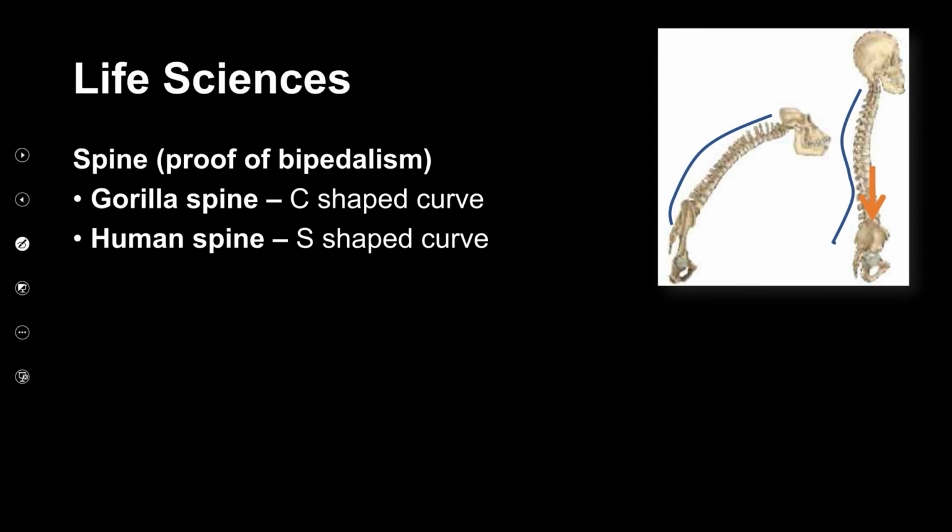Okay, so now we're looking specifically at the spine, and that is proof of bipedalism. As I said, the spine of a human is more curved, because you can see it curves that way, then goes outwards, then inwards, and then outwards again. So we talk about it being curved, or we say it is S-shaped. Whereas if we look at the spine of an ape, we talk about it as being C-shaped, or we say it is less curved.